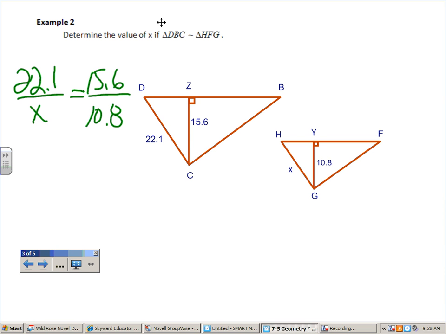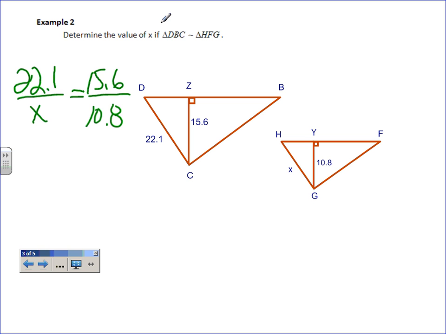All right, let's see how you did on that. Well, if we're going to do it the way you've been taught, we'll probably take 22.1 times 10.8, and I'm guessing some of you are kind of going back to when you have easy ones like this, just do the cross multiply and divide. Is that correct? That's how some of you are doing it? And if you did that, what do you find out for x?